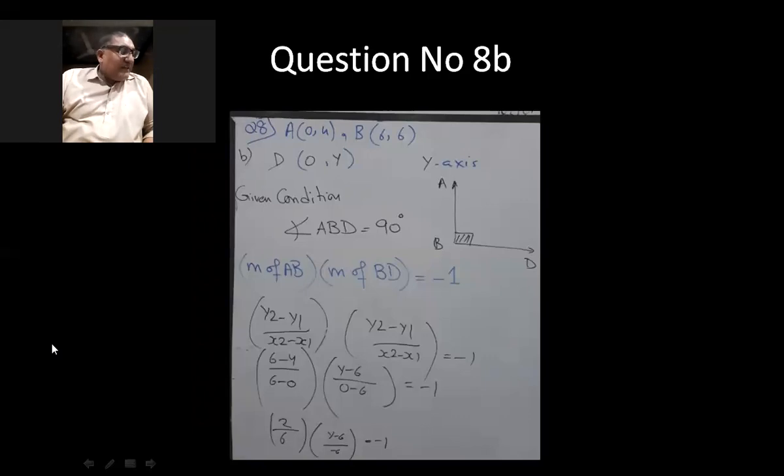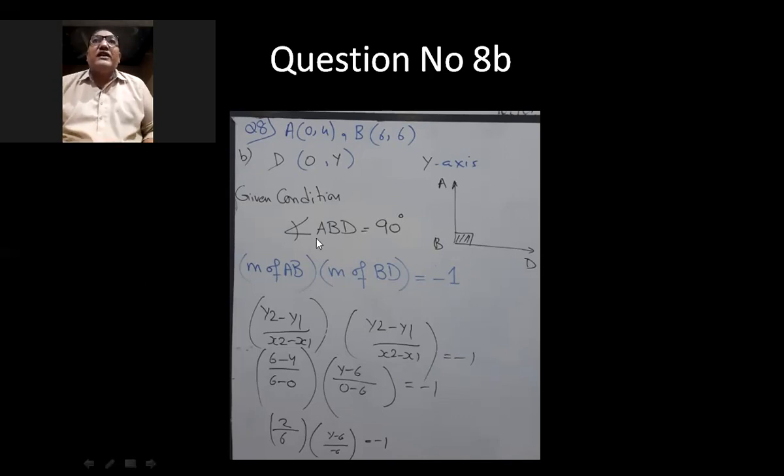In the B part, he says the point D on the y-axis such that the angle ABD is equals to 90. So we know the coordinates of A are 0, 4. The coordinates of the B are 6, 6. The point D is on the y-axis. If the point D is on the y-axis, then its x is 100% 0. So the coordinates of the D will be 0, y.